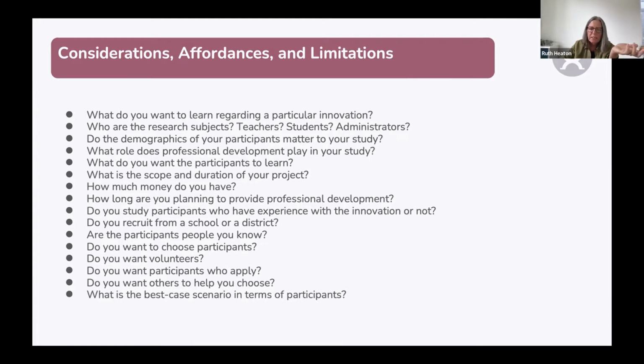What's the best case scenario in terms of participants? What's the worst case scenario? And so I think both for myself and for the people that I talk to, it quickly gets overwhelming if you really take seriously all of the things you need to take into consideration and start weighing the trade-offs and the affordances.